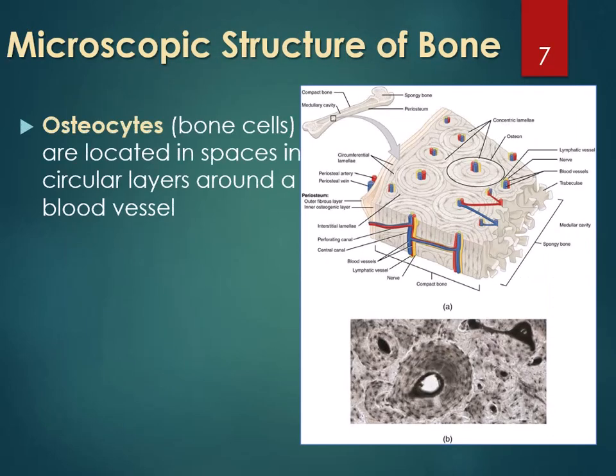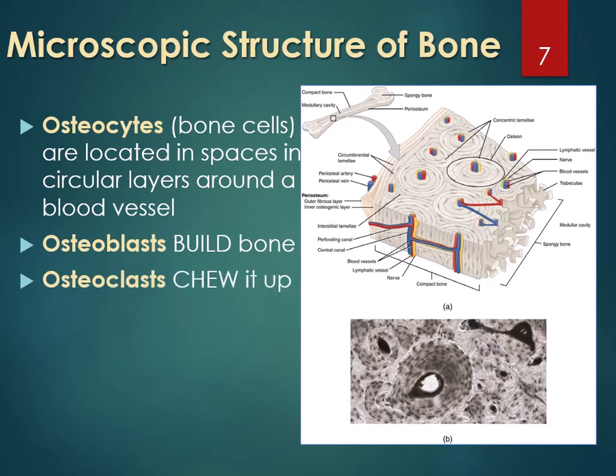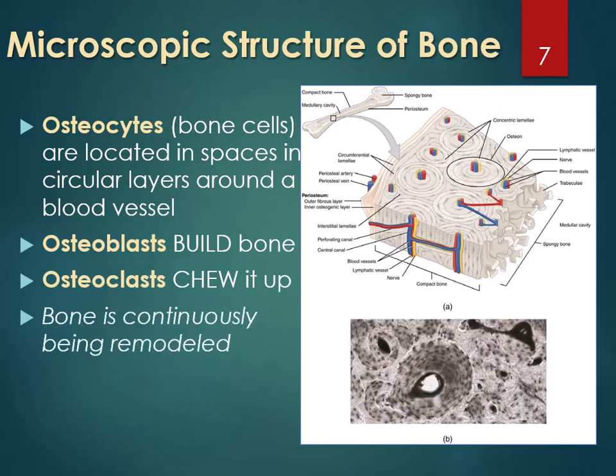Microscopically, when you look at bone, the bone cells are located in spaces called lacunae around layers that grow around a central canal or a blood vessel there. You can see the blood vessels, looks like tree trunks a little bit. Those are called lamellae, and the little gray darker spots are lacunae, or spaces where the bone cells are. Osteoblasts build bone, and osteoclasts chew it up. Your bone is continually being built and chewed up, always reshaping or remodeling all the time.